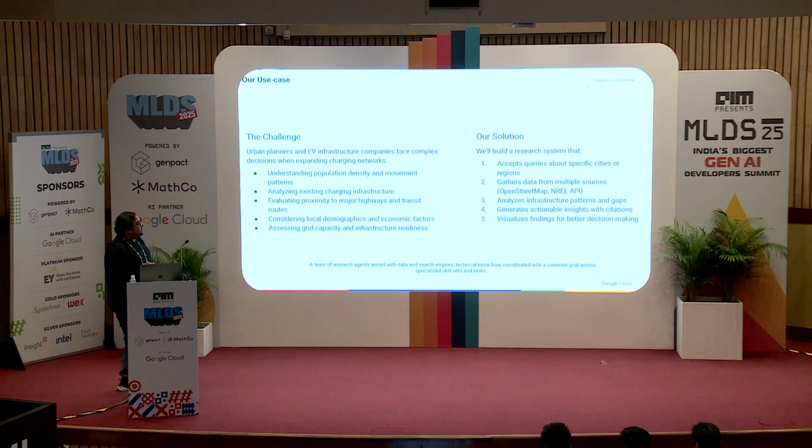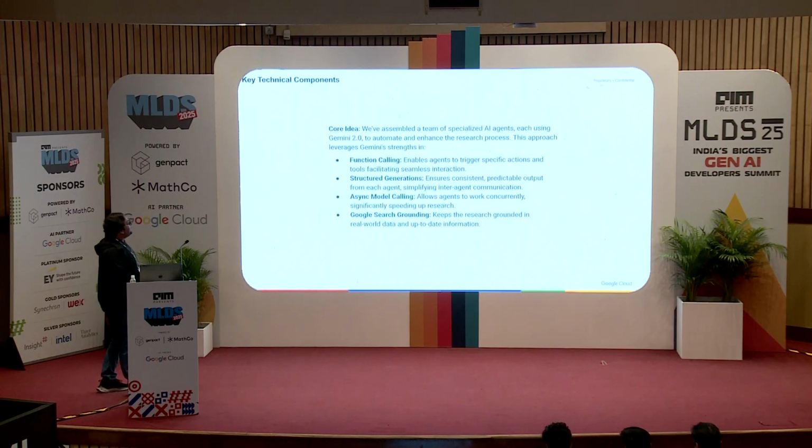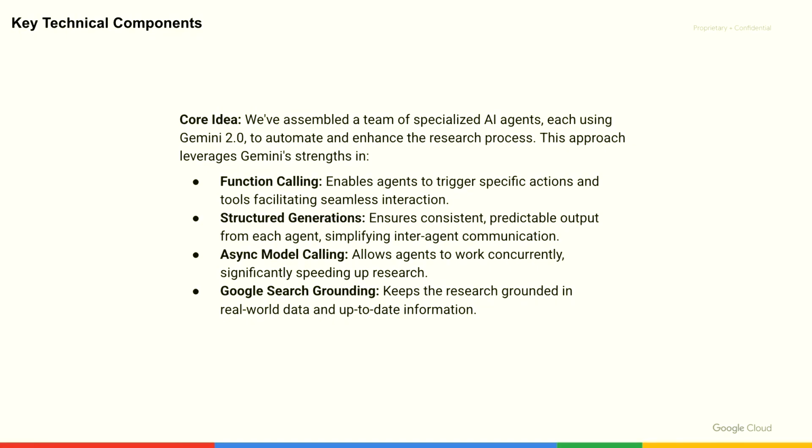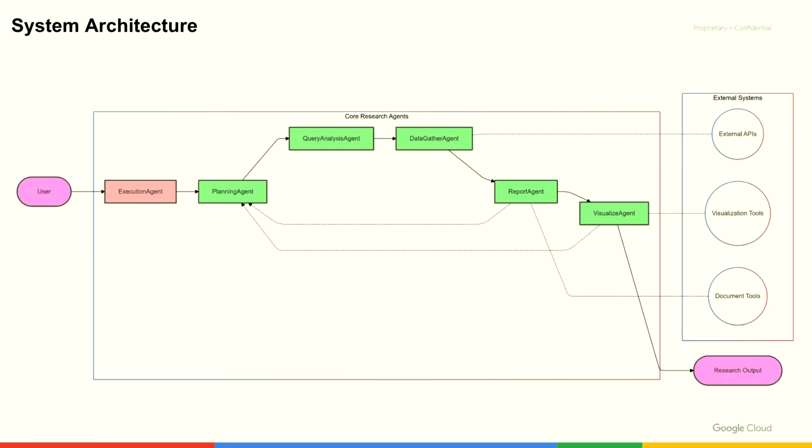So that's the challenge and the solution that we have. These are the things that we'll focus on. We'll focus on function calling because, like I said, when you build an agent, it's not something fancy. It is those elements that we just did a hands-on on. So we'll see function calling, structure generation, async model calling, and Google search grounding. So you'll see those things being applied. It's just a simple system which is built with all of these things together.